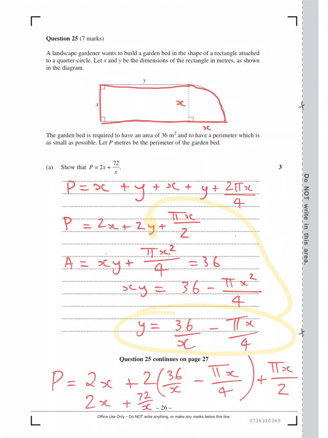Now, what happens to these third and fourth terms here? I end up with minus 2 pi x on 4, which is minus pi x on 2, plus pi x on 2. So those two are equal but opposite, like terms, and cancel each other out. I'm left with this expression here for P, as I'm asked to find: P equals 2x plus 72 over x.